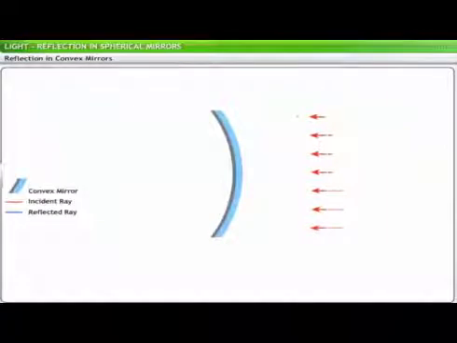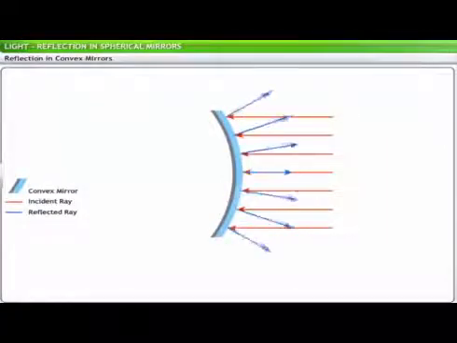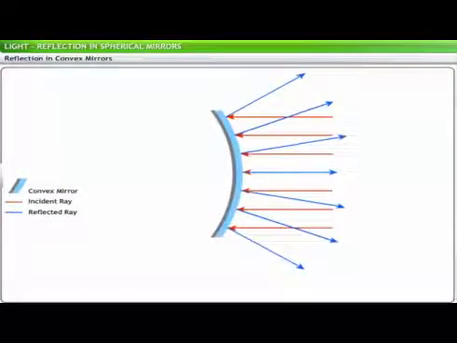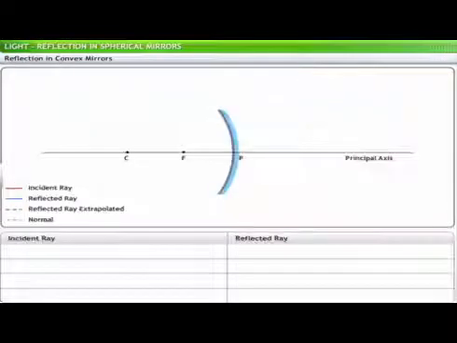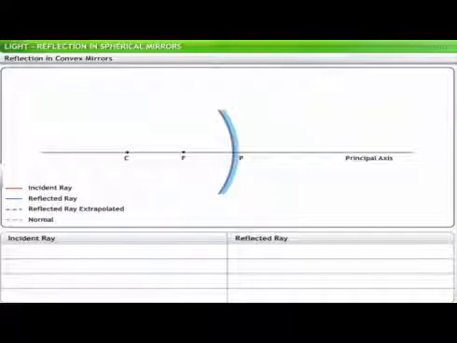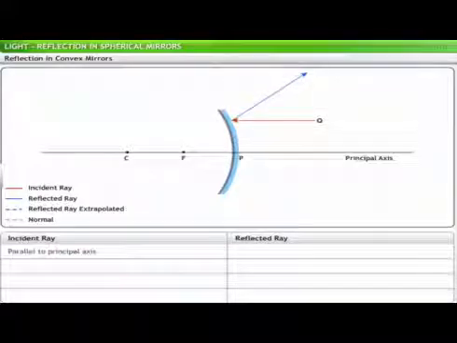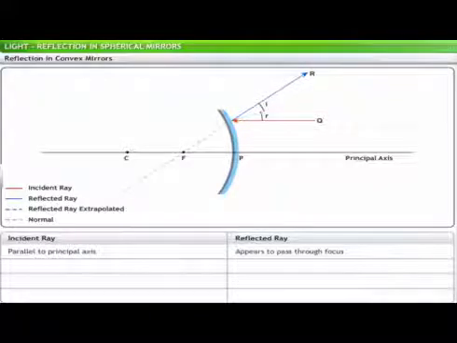The behavior of the light rays reflected from a convex mirror varies based on the angle of incidence on the mirror. Let's take a look at a few cases of reflection of a light ray from a convex mirror, taking the example of a rear-view mirror. In the first case, incident rays are parallel to the principal axis. In this situation, the reflected rays appear to pass through the focus.